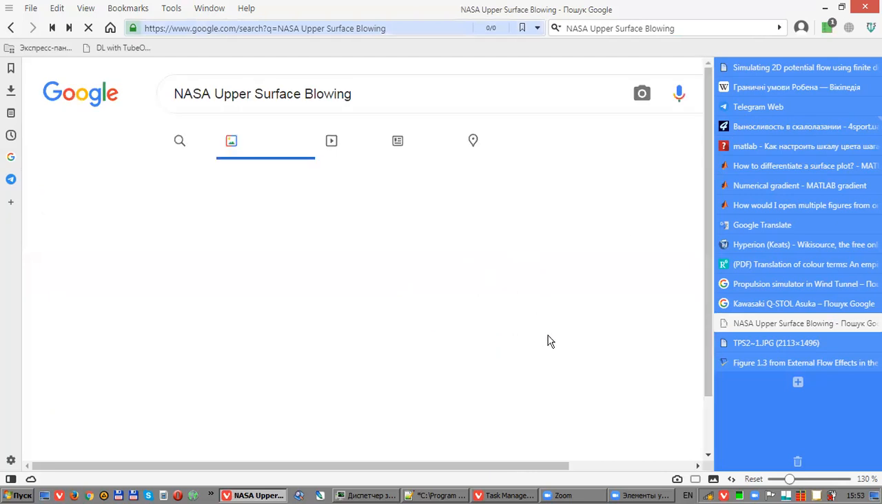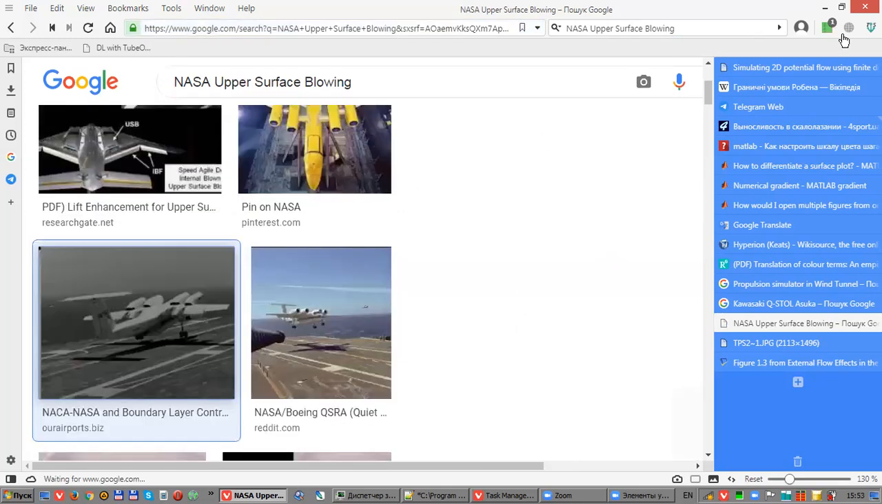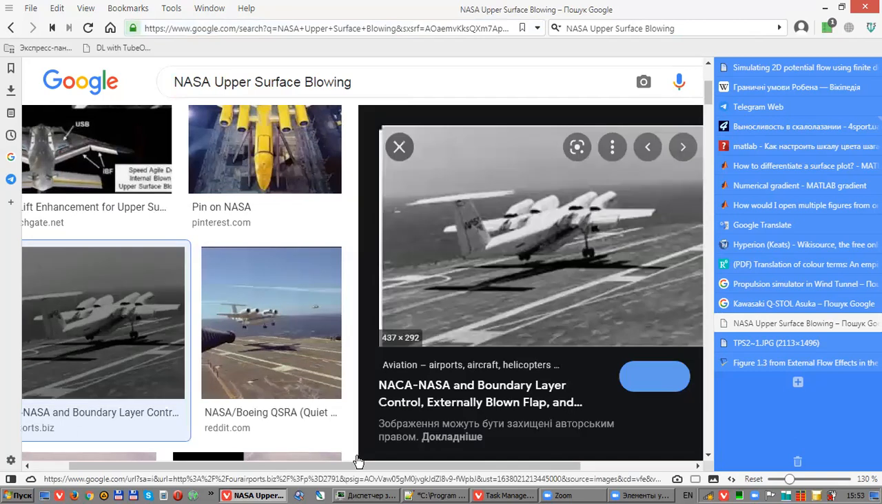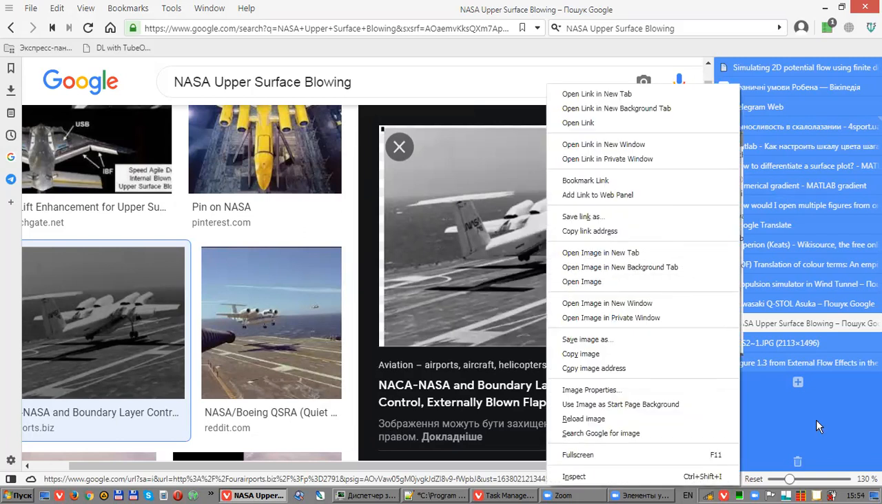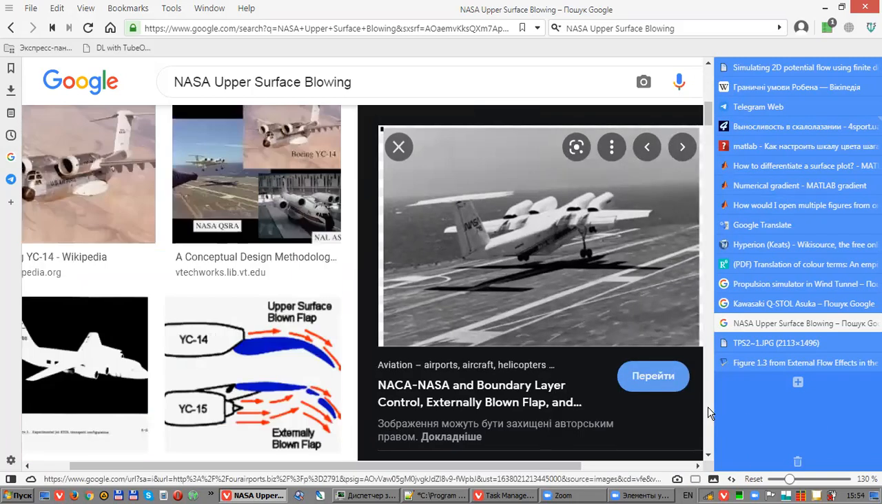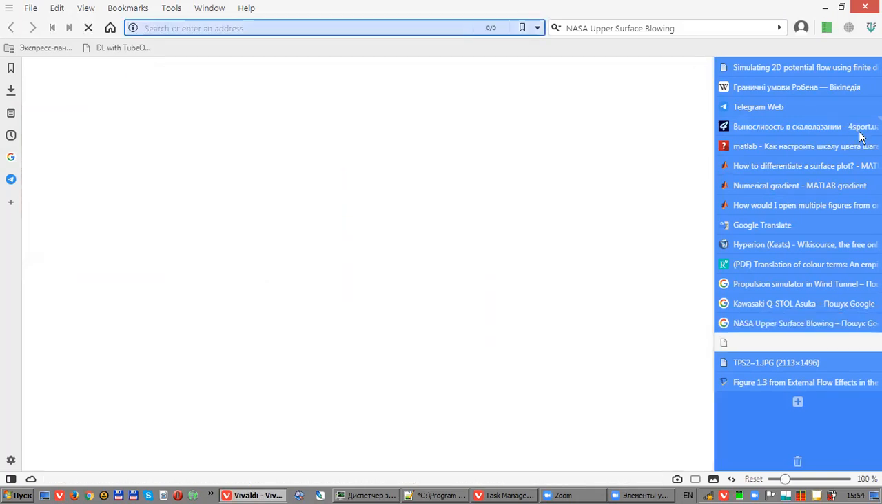What does Google show us? Yeah, this picture, this four-engine aircraft with a similar configuration. This is the Canada-made aircraft, C-8 Buffalo or so. And the NASA Boeing one. I don't remember the proper name, but they also use four engines.